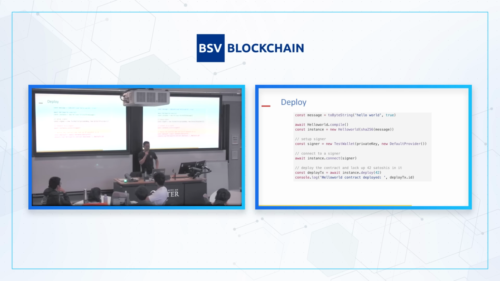The contract is deployed to the network. That's it, just one line, nothing else, okay? And what is this 42 number? Remember, each UTXO is a contract and locks up some satoshis, right? So that's the number of satoshis. I just put 42, but you can put whatever number you want.